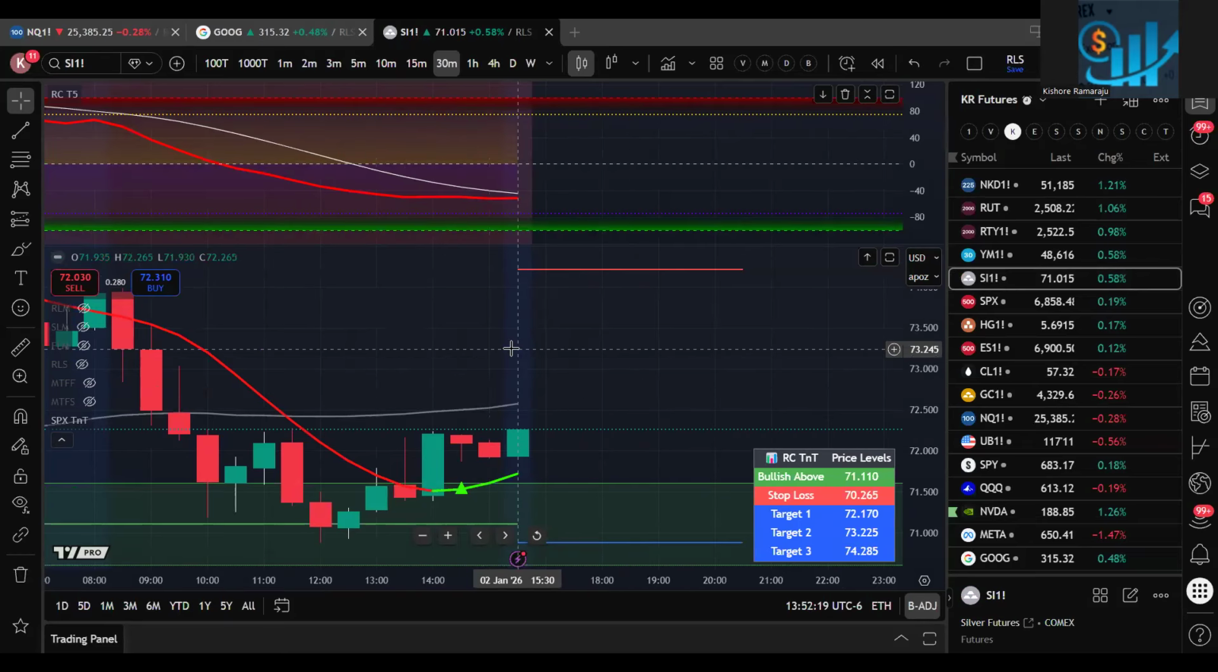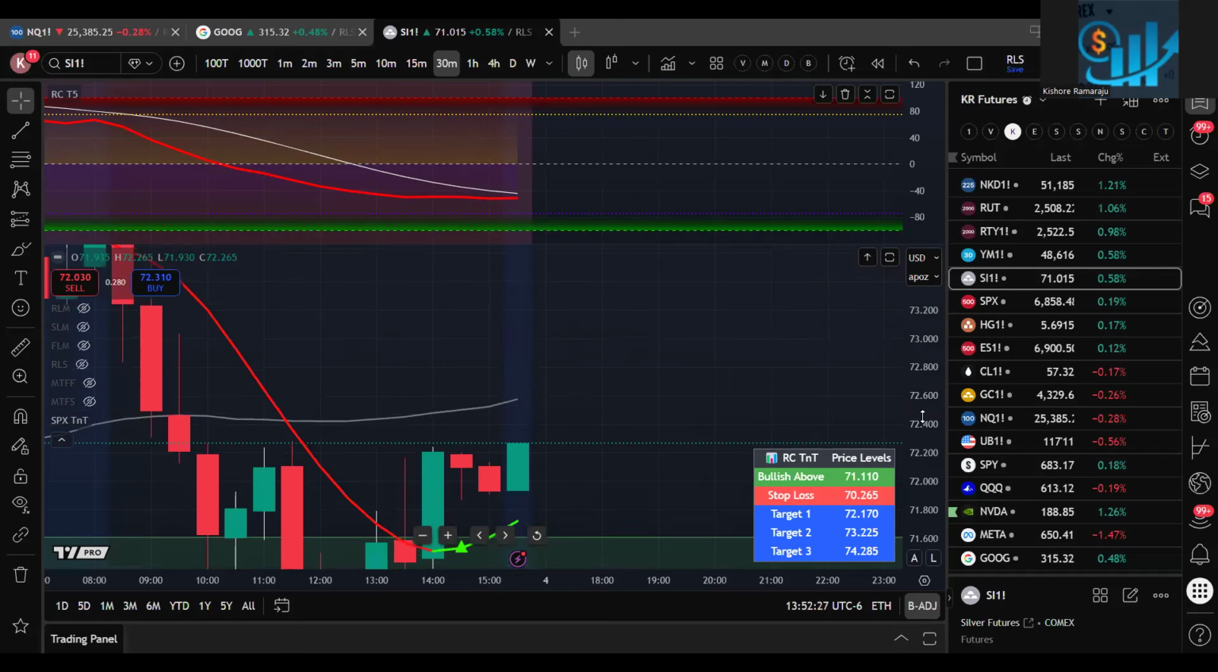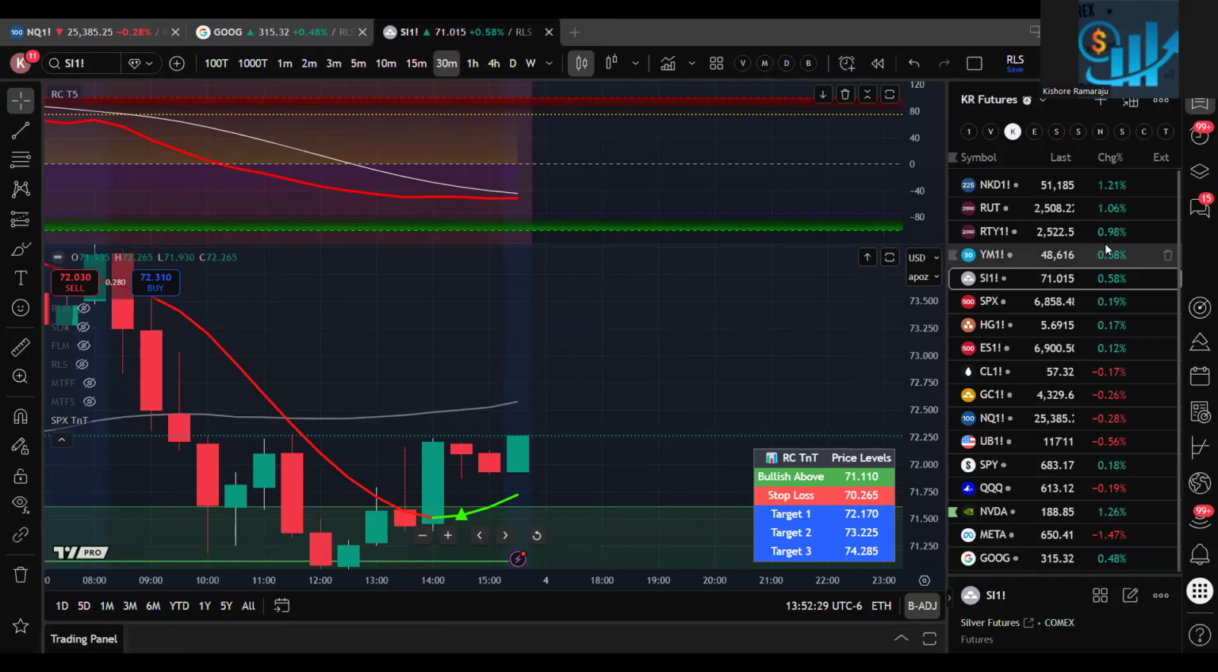It will not directly go to target unless there is a major good news. It will go 1, 2 levels and then 1 level down and then again go further up. So like that, you can use the tag and turn.